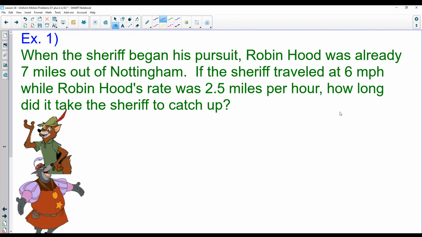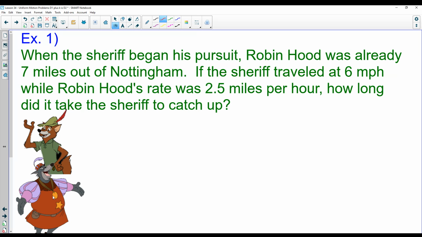Example 1. When the sheriff began his pursuit, Robin Hood was already 7 miles out of Nottingham. If the sheriff traveled at 6 miles per hour while Robin Hood's rate was 2.5 miles per hour, how long did it take to get the sheriff to catch up?